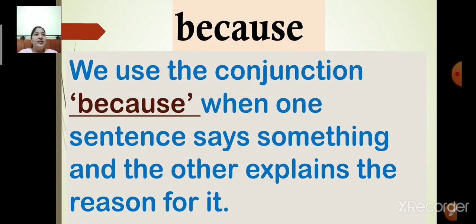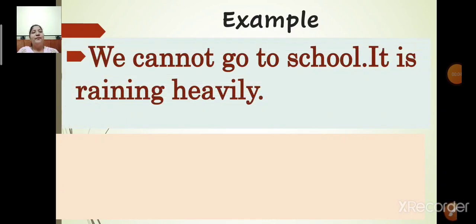We use the conjunction because when one sentence says something and the other explains the reason for it. I repeat, we use the conjunction because when one sentence says something and the other explains the reason for it. Let us go through the example. We cannot go to school, full stop.